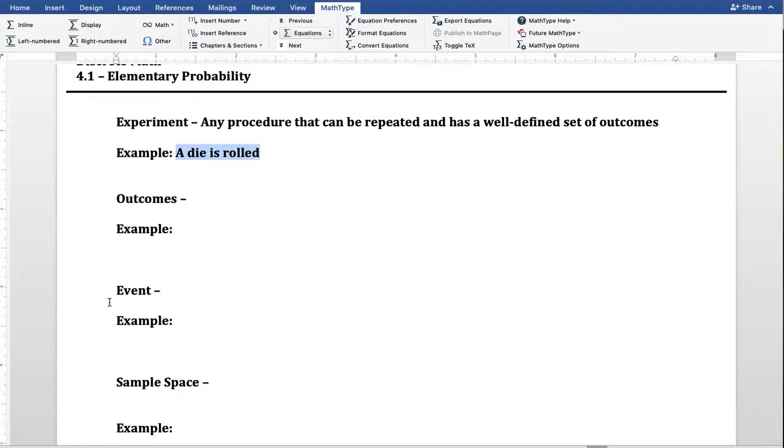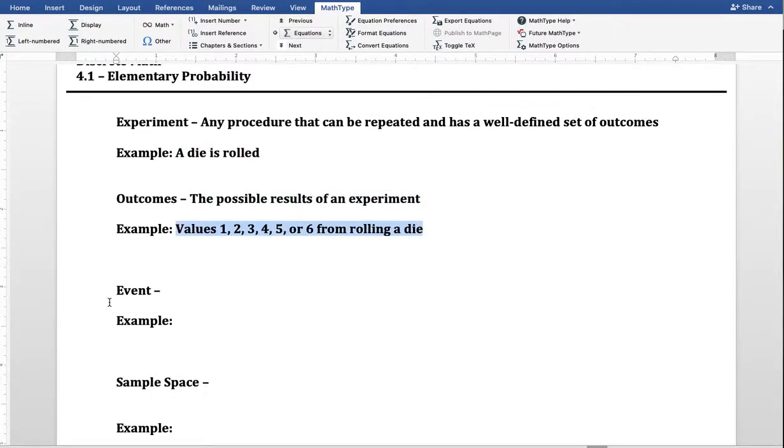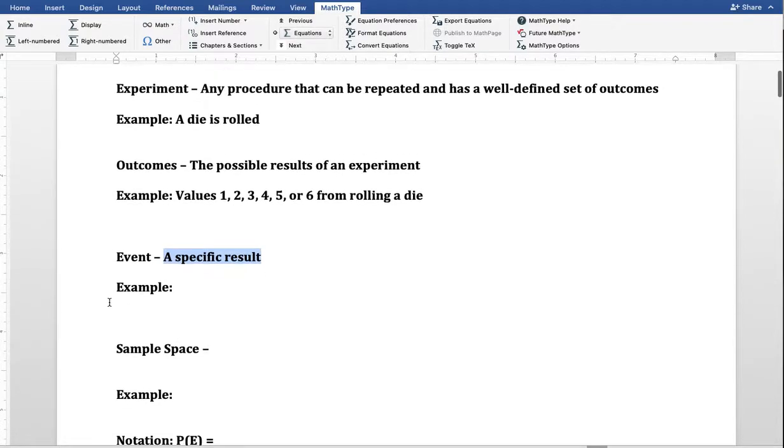Now, when we roll a die, we get those different outcomes. Those outcomes are the results of the experiment. So when we roll a die, we get the numbers 1, 2, 3, 4, 5, or 6 for our standard six-sided die. Now, those specific values, we call those the results. Those are the outcomes, or the individual pieces, individual outcomes from an experiment. So we roll a 6. That's the event that we might be looking for in our experiment.